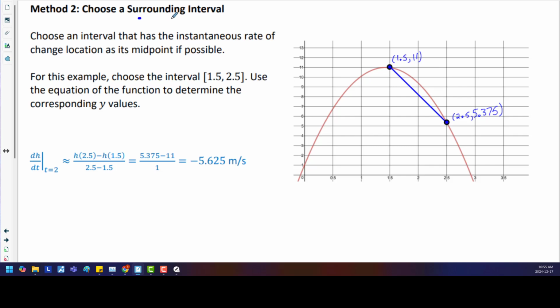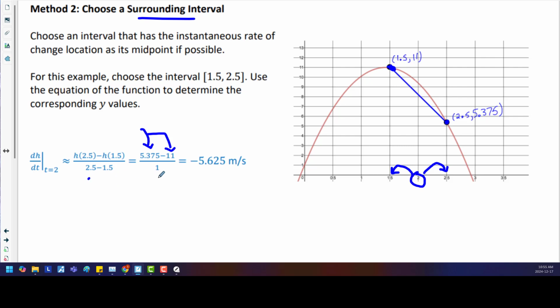Method 2, surrounding interval, meaning look for intervals that are next to 2. So we have 1.5 and 2.5. They're both exactly 0.5 away from 2. We find our y values at these points. Just plug it in. So h of 2.5, h of 1.5. Plug into the equation. Sorry, you get 5.375 and 11.